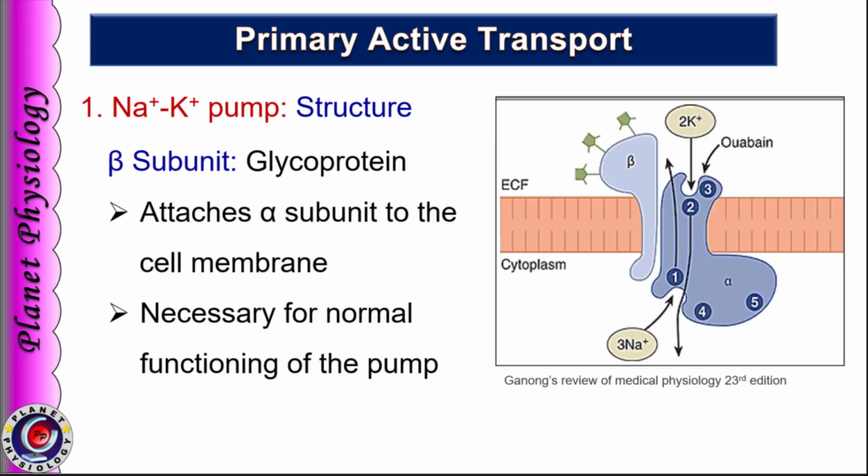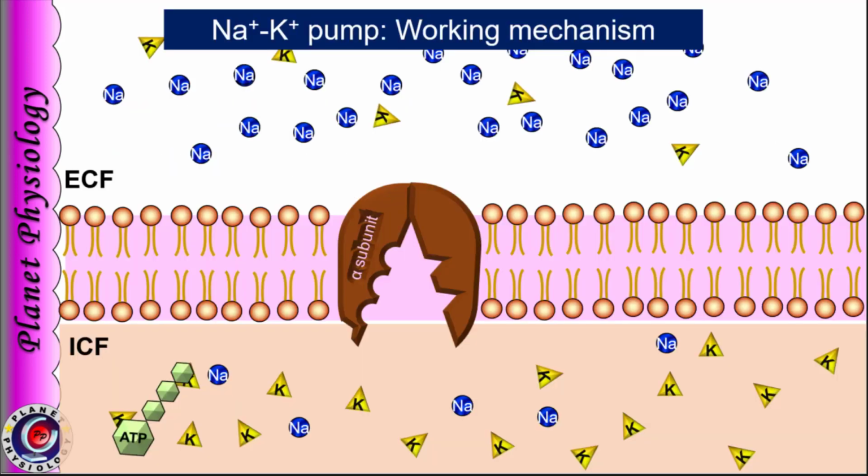Beta subunit is a glycoprotein which attaches the alpha subunit to the cell membrane. Even though it does not participate in ion transport directly, it is a must for normal functioning of sodium-potassium pump. Now let us study working mechanism of this pump with the help of simple animation. For convenience, only alpha subunit is shown here. These are the sodium binding sites and these are potassium binding sites and here is the ATP binding site.